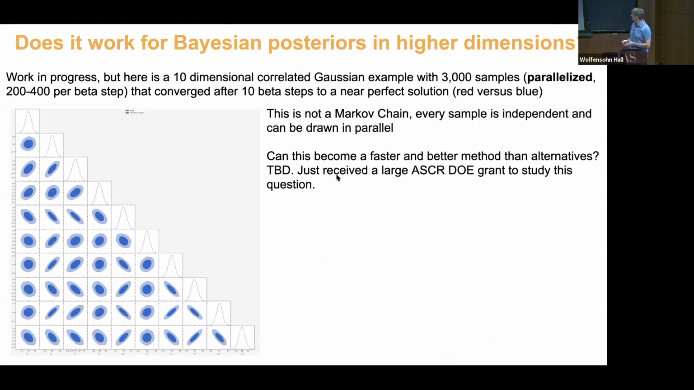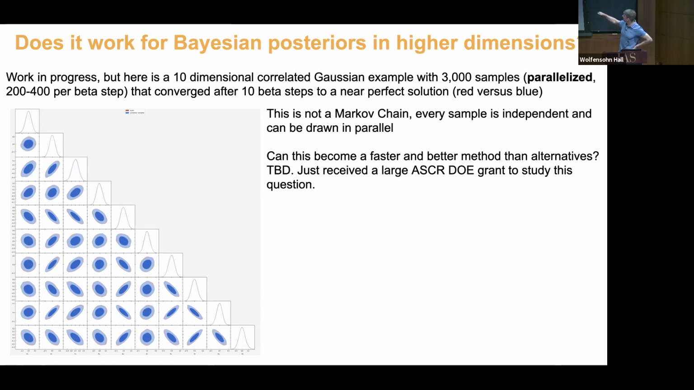Okay, so does it work? Well, this is still preliminary. But this is an example that we recently managed to obtain in 10 dimensions. This is a correlated 10-dimensional Gaussian. This is actually a hard problem in some sense because there are strong correlations. And we got this result.